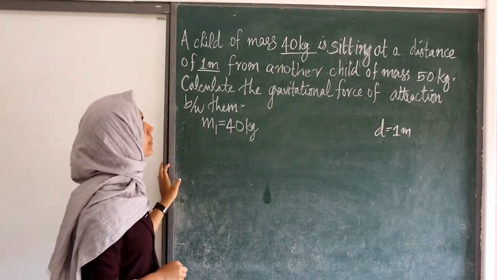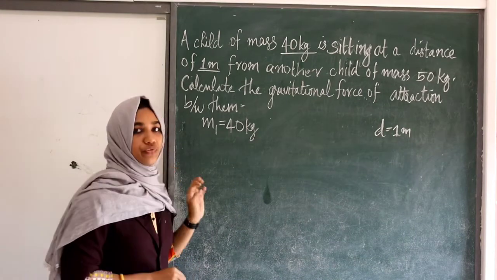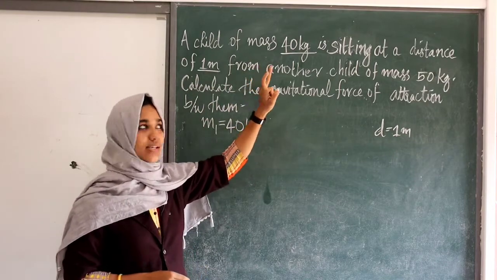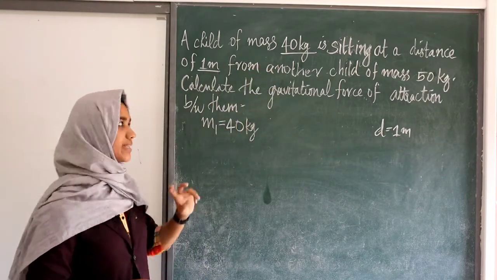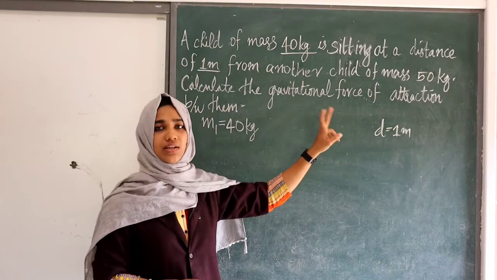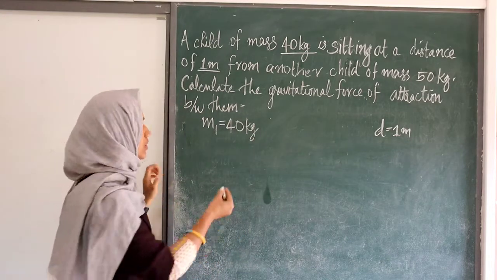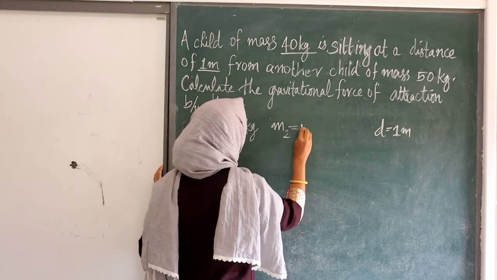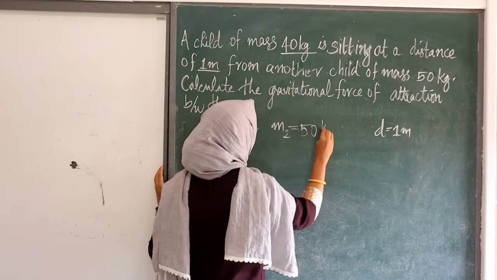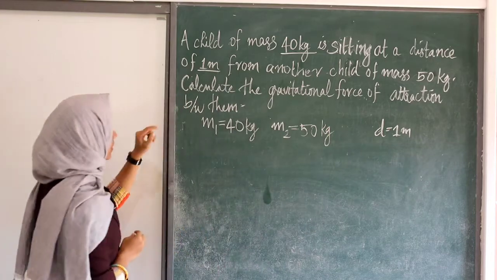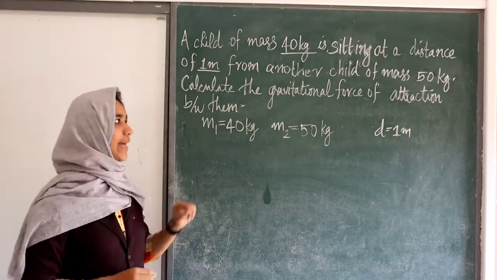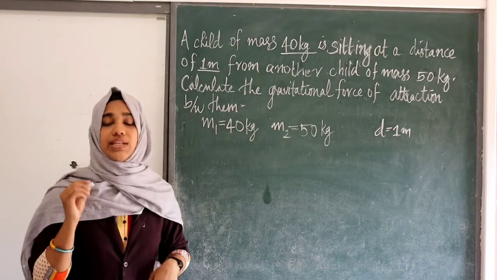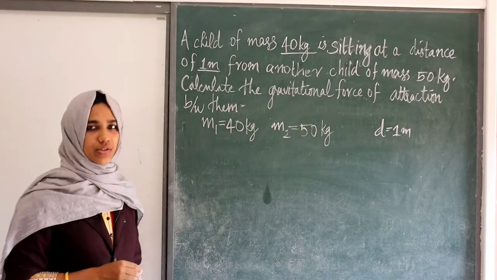Then another child of mass 50 kilogram. Here the first child's mass is 40 kilogram, and the second child's mass is 50 kilogram. So we can write m2 is equal to 50 kilogram. Here we want to calculate the gravitational force of attraction between these two children.